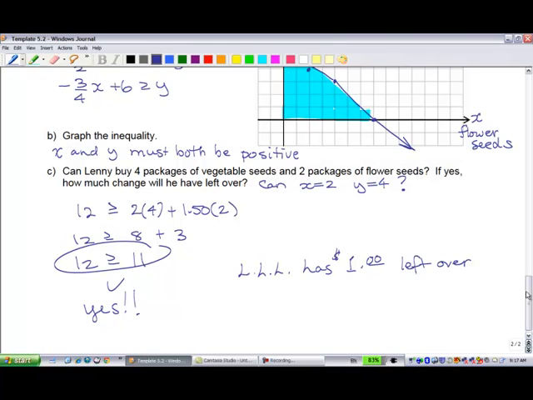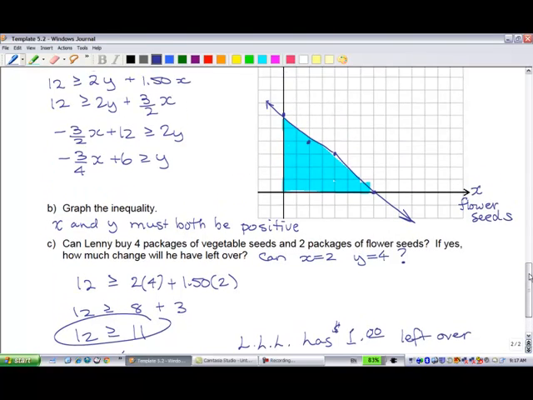This ends the notes for graphing linear inequalities, section 5.2.